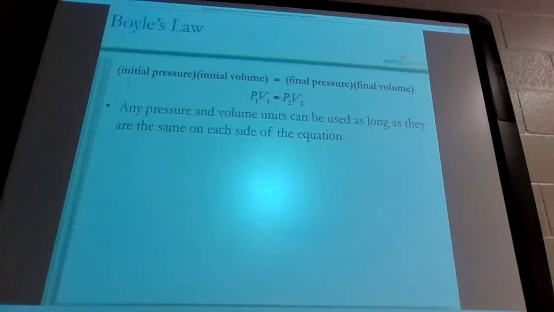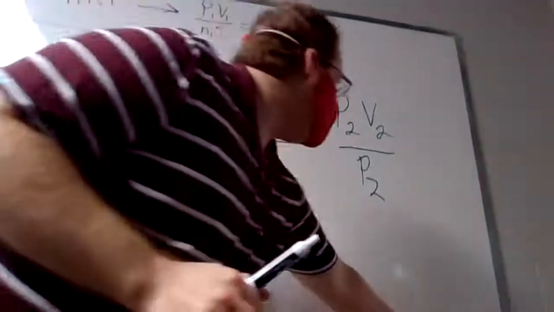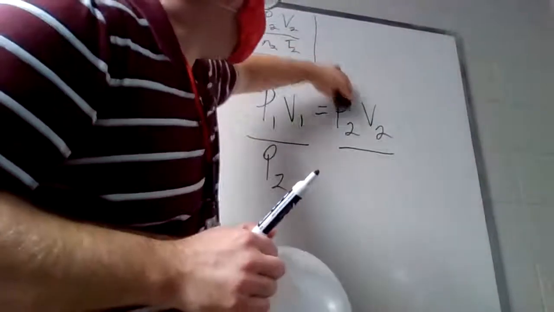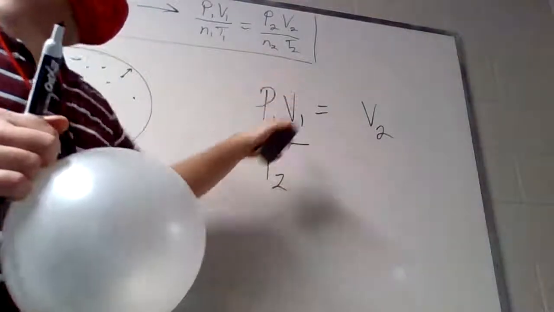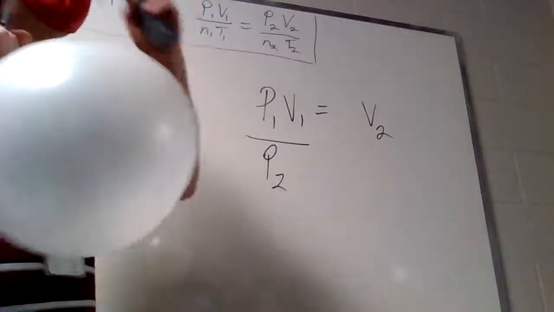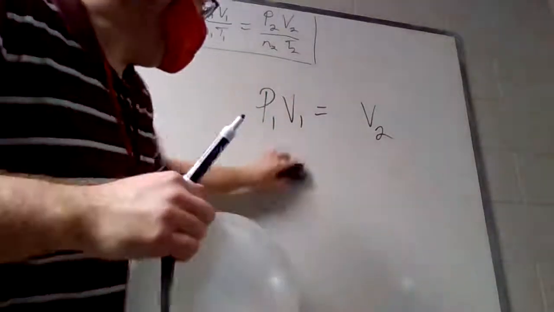What am I going to do with this pressure 2 to get it to the other side? Divide by P2. If I divide by P2 on both sides, I end up with P2s on the left side that can cancel out, right? All I'm left with is V2 is equal to P1 V1 divided by P2. So the math here should be pretty simple as long as you know to divide to move something over to the other side. I'm going to reset this.